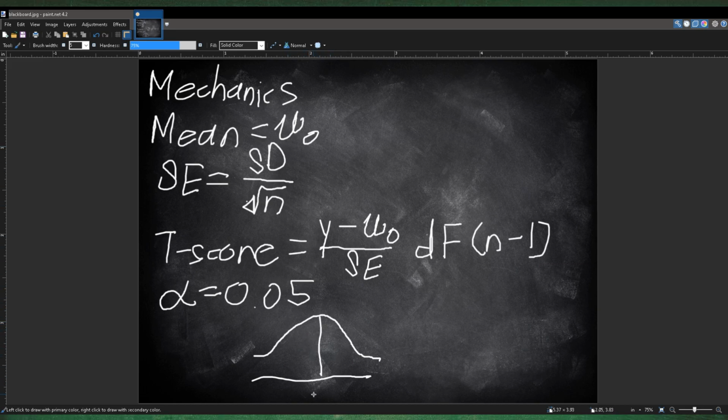And then you have the mean, so you write mu naught, and your standard error, whatever your standard error is, right on top. And then basically whatever your y is, let's say your y is right here, just find your area. And then you should be fine. Okay? So always draw a picture with the mechanics.